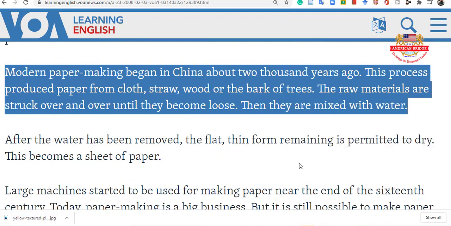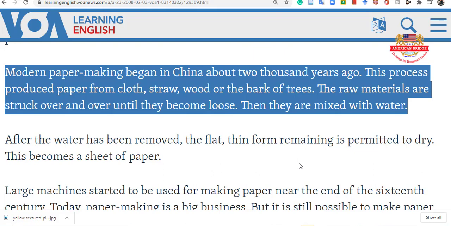Modern paper making began in China about 2,000 years ago. This process produced paper from cloth, straw, wood, or the bark of trees. The raw materials are struck over and over until they become loose. Then they are mixed with water.